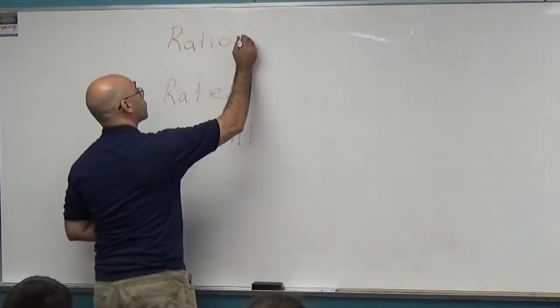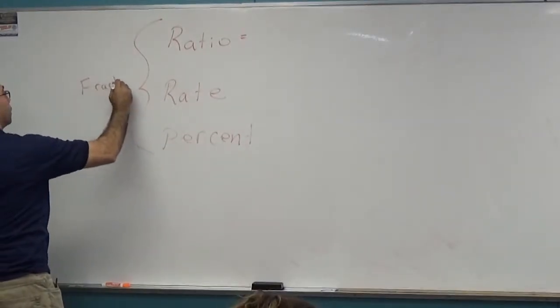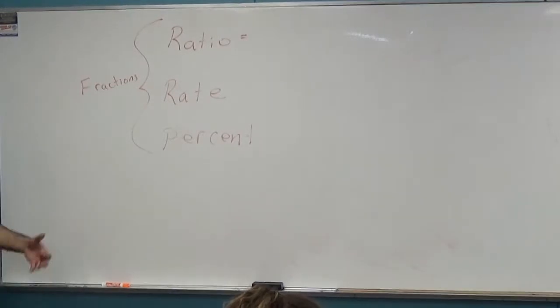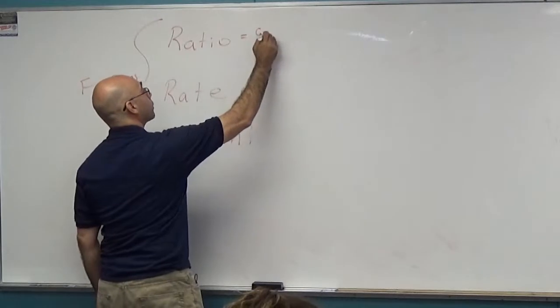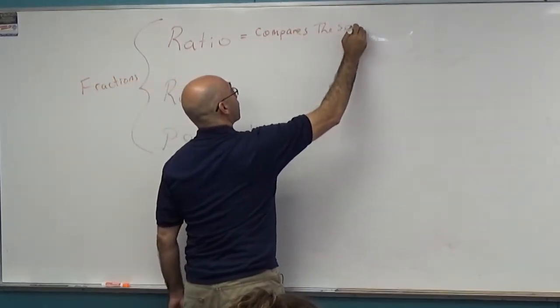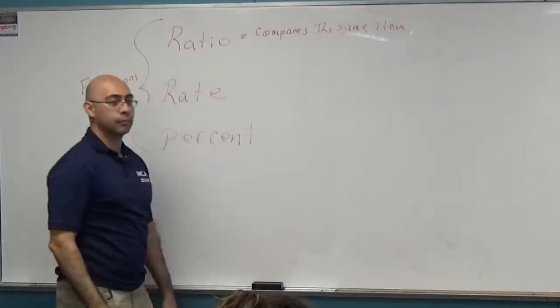All these are fractions, by the way. All these guys, they are fractions. They just mean different things. A ratio is a fraction that compares the same items. We'll say same type of item.